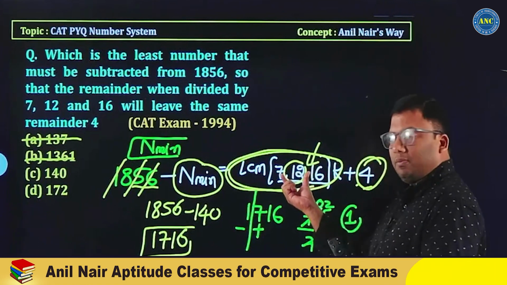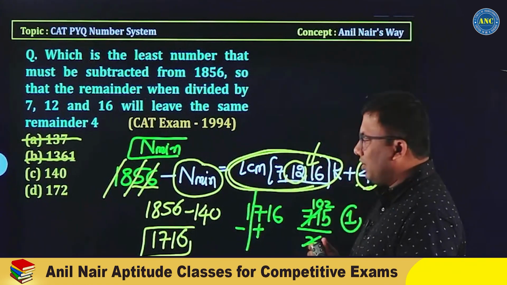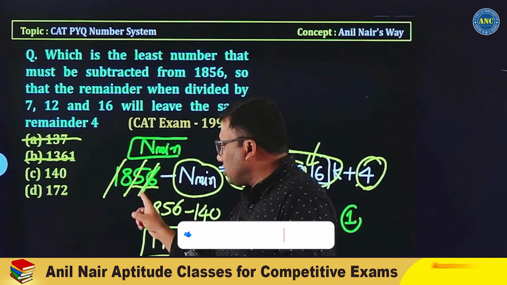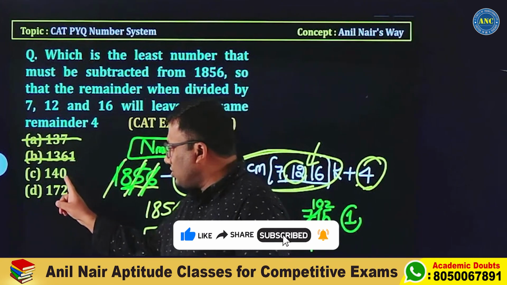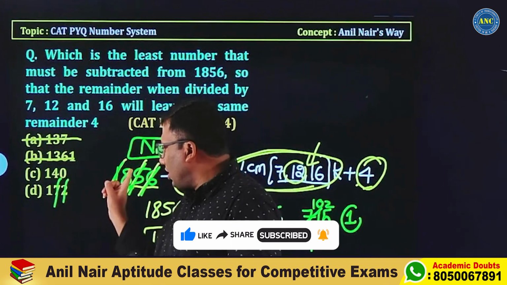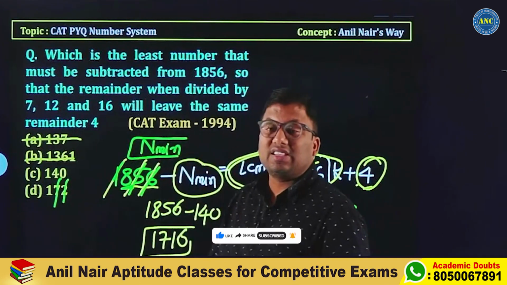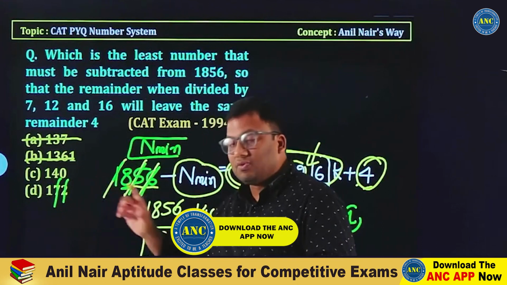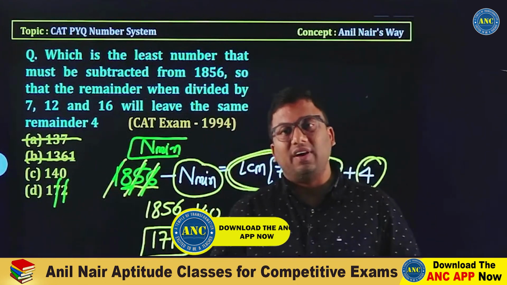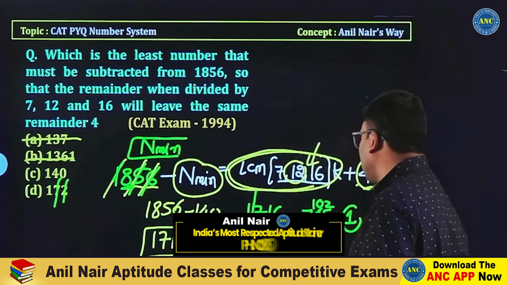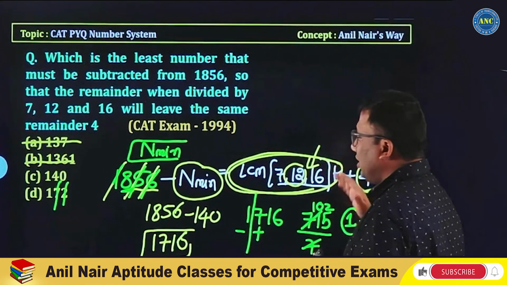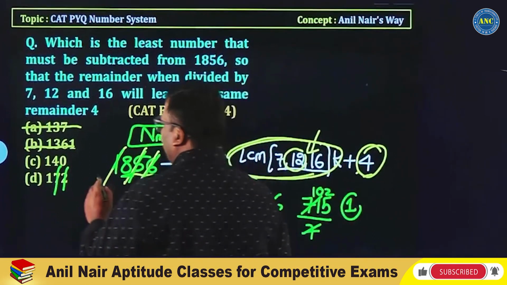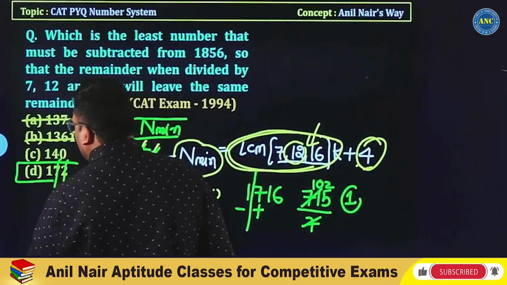This is divisible by 3 and gives a remainder 1. If I take 172, 7 plus 2 is 9, 8 minus 1 is 7. 7 when divided by 3, 3 twos are 6, remainder 1. Here also it is remainder 1. So the answer for this question is 172.